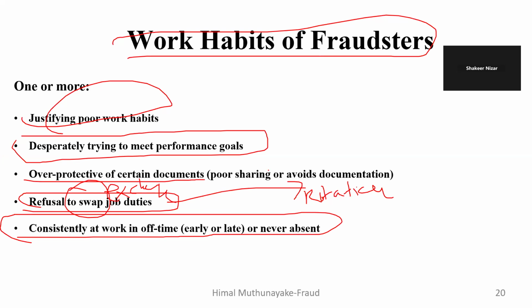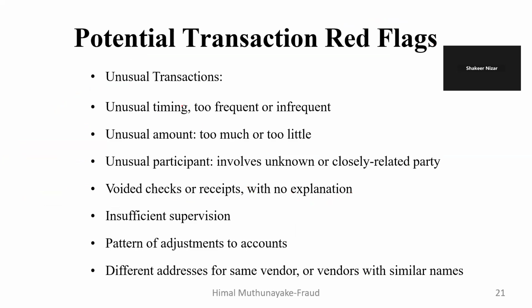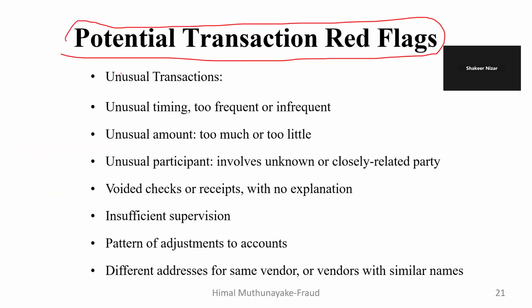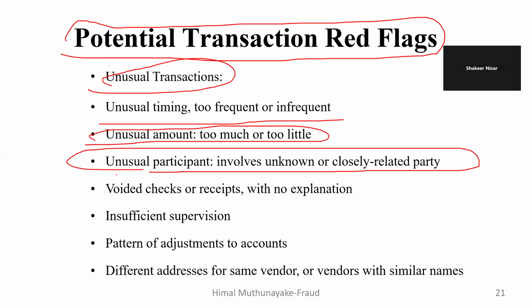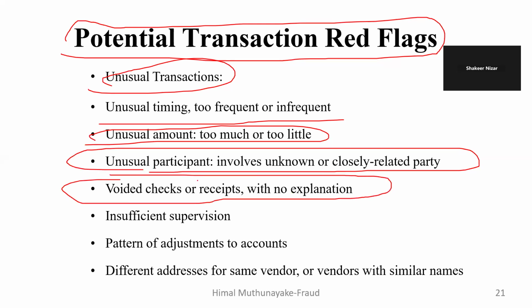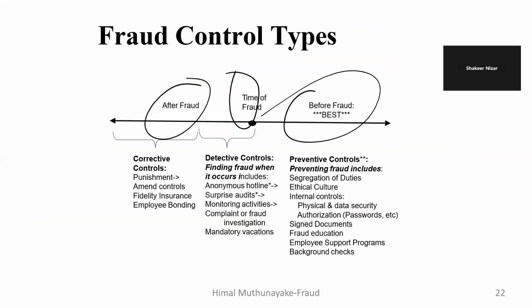Overprotective of certain documents, poor sharing, avoiding documentation. Then potential transaction red flags. What are the red flags of an unusual transaction? Shell transactions, unusual timing, too frequent or infrequent, unusual amounts, too much or too little, unusual participants involving unknown or closely related parties, voided checks or recipients with no explanation. Always you are avoiding, canceling. Insufficient supervision, pattern of adjustments to accounts, different addresses for the same vendor, vendors with similar names.